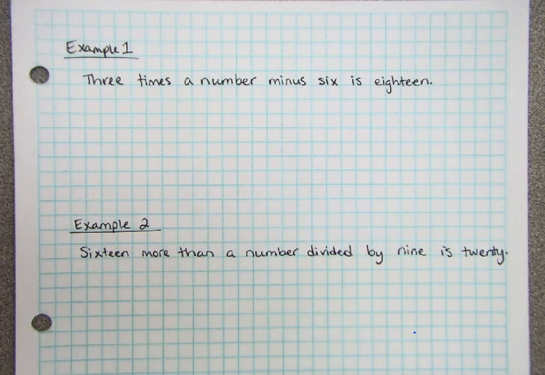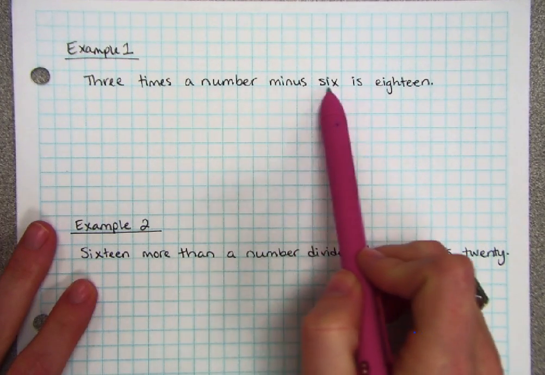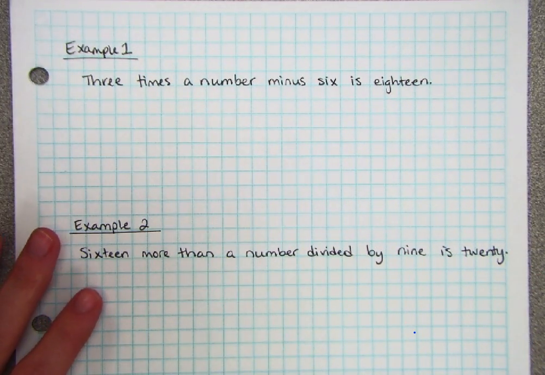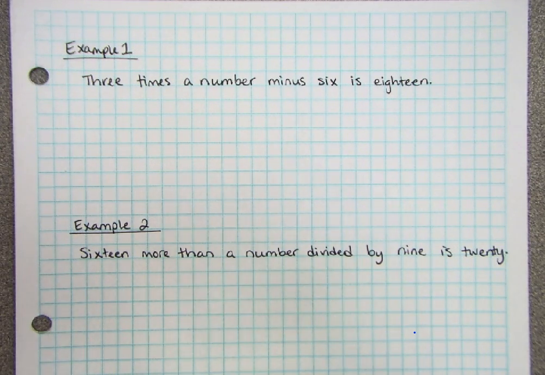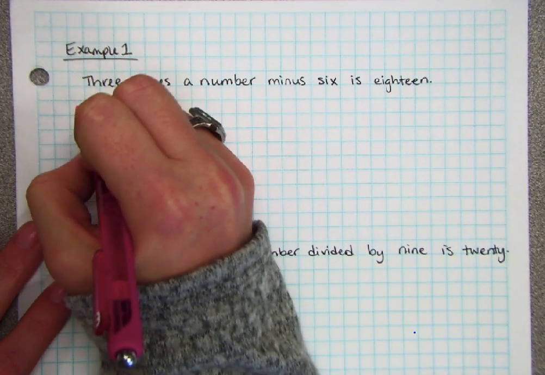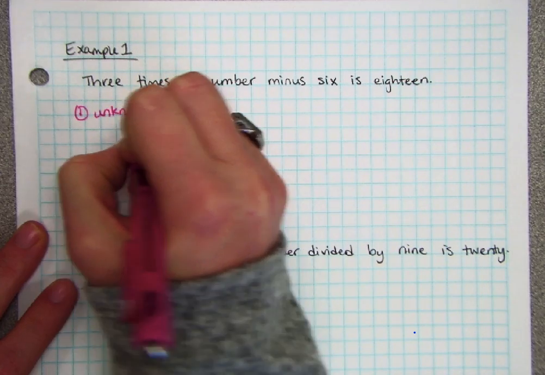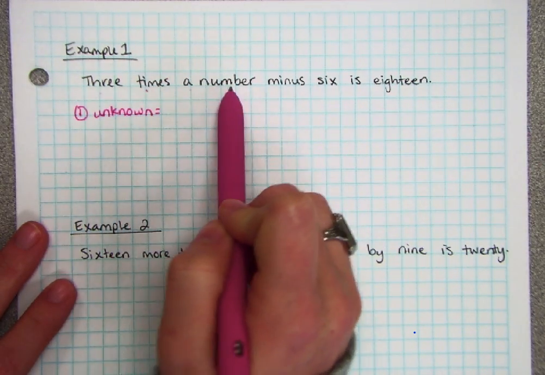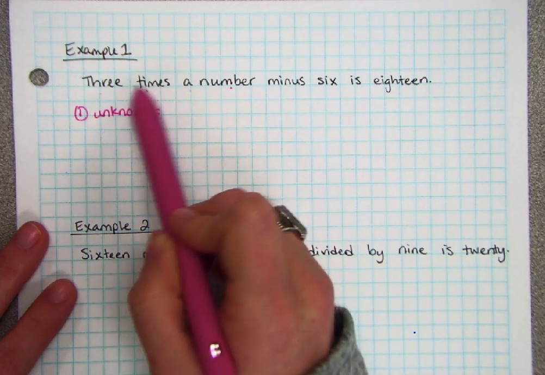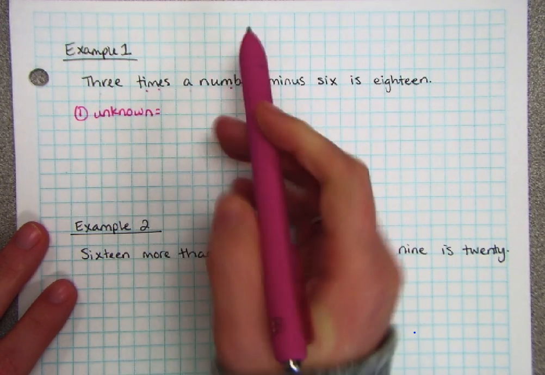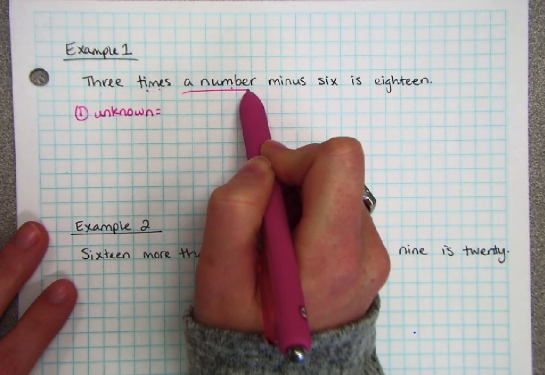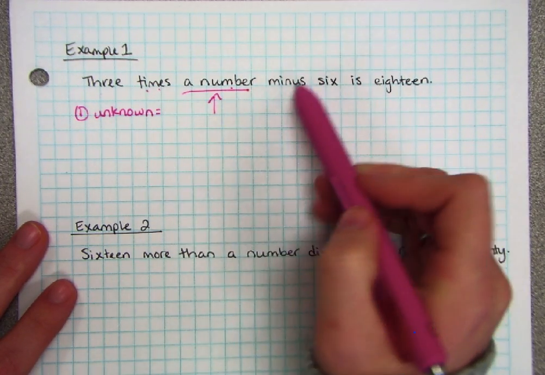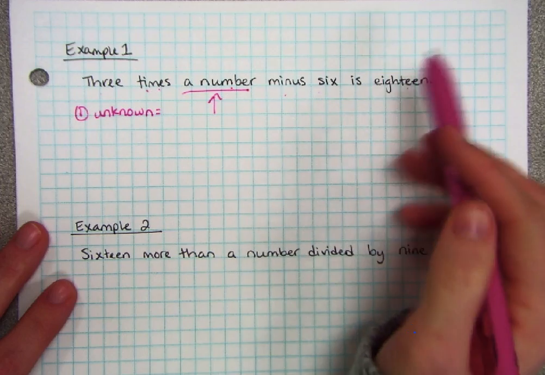Okay, so now to our example. 3 times the number minus 6 is 18. So we're going to take this and we're going to follow those steps. First step, what is the unknown? So I'm going to write this down. Unknown is what? 3 times a number minus 6 is 18. I know 3 times a number. Do I know that number? I don't. So that's my unknown. Minus 6 is 18. Okay, cool.